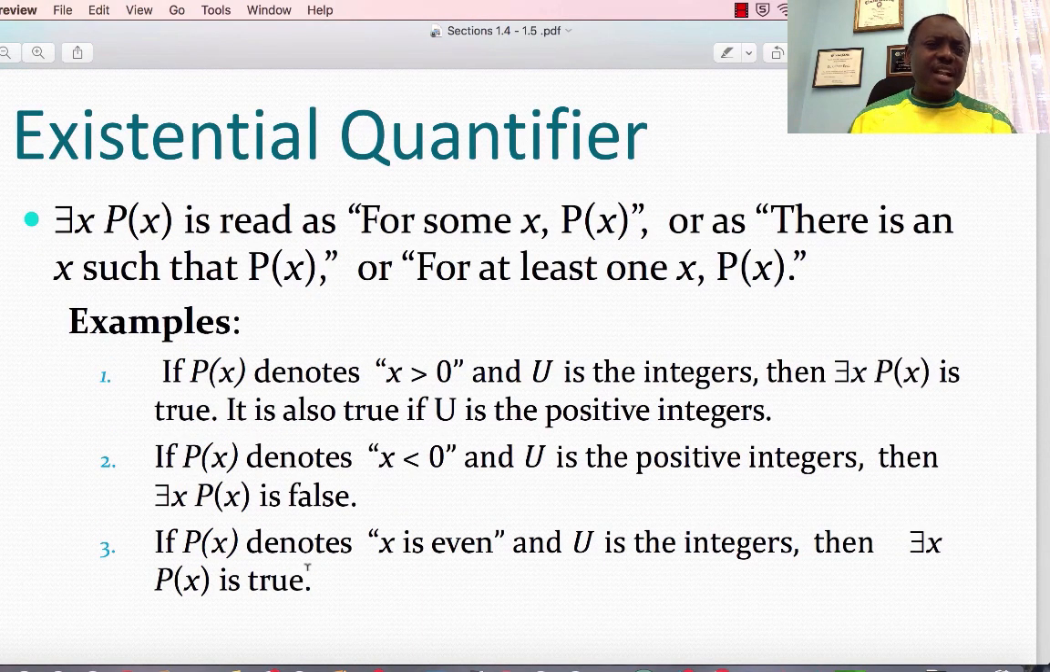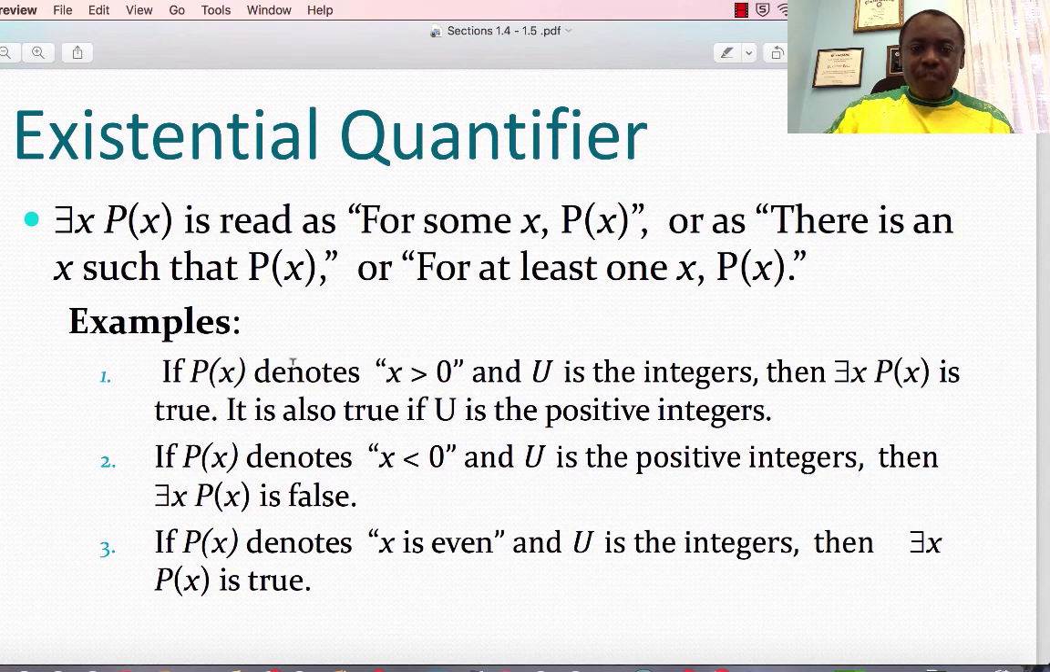Existential quantifier. There exists X, P of X, or for some X, P of X is true, or P of X is true for some particular X, or there is an X for which P of X is true, or P of X is true for at least one X. The whole idea there is we are just interested in one thing working and we're done. Let's look at a couple of examples.